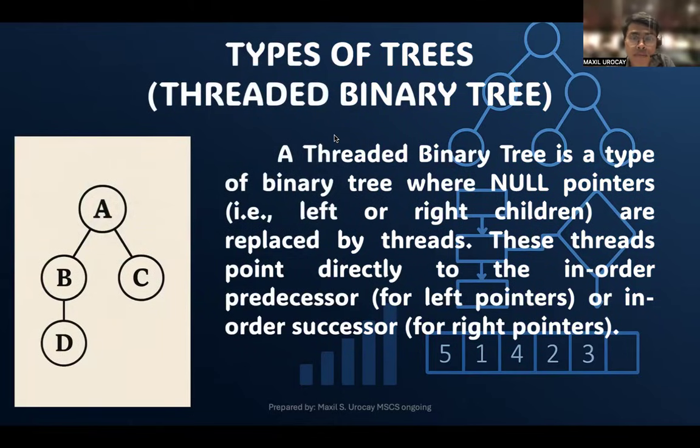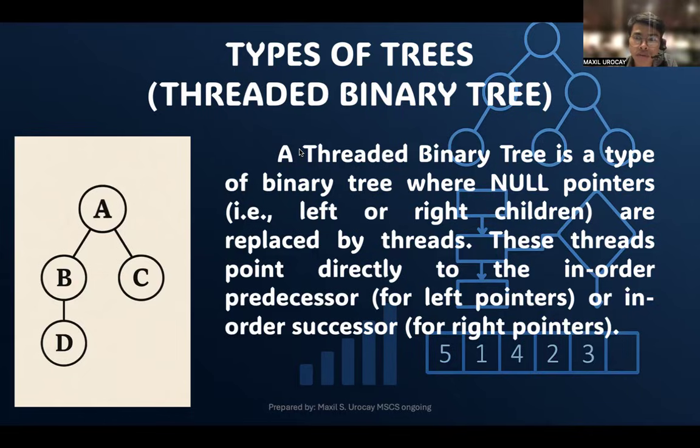This is a type of binary tree where null pointers, left or right children, are replaced by threads, and these threads point directly to the in order predecessor for left pointers or in order successor for right pointers. So I'll begin to illustrate that in a while on how to work on that, since there will be a method on how to work on this specifically.